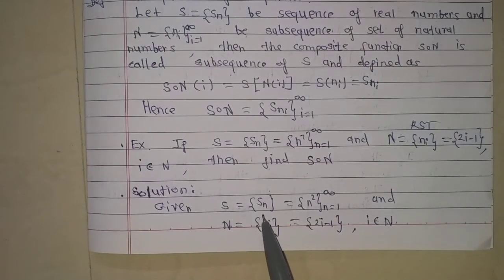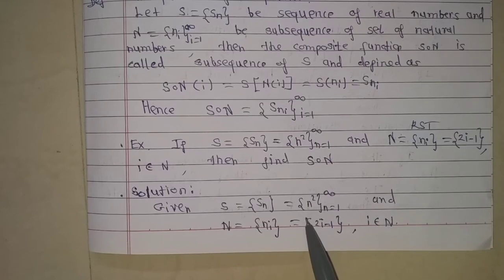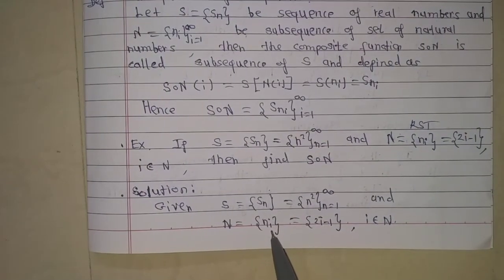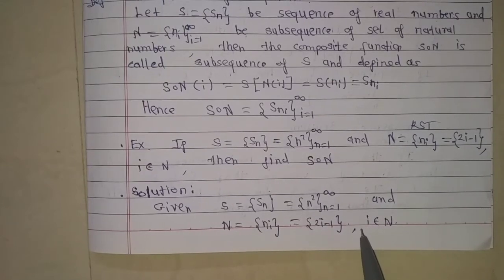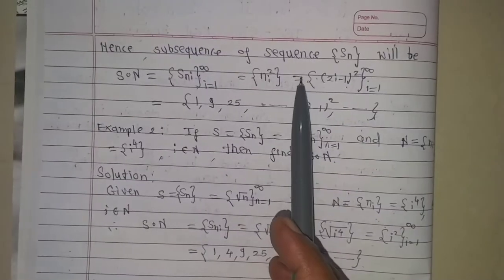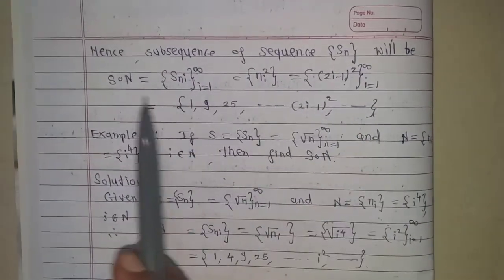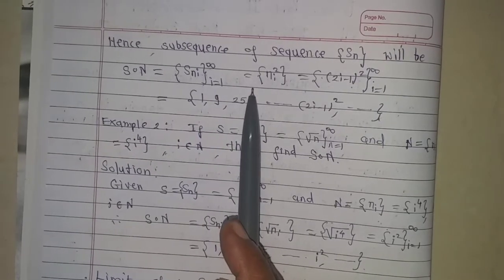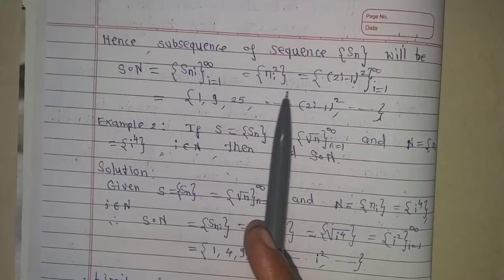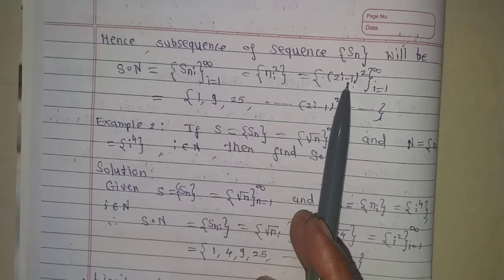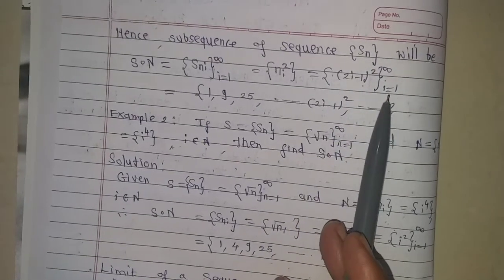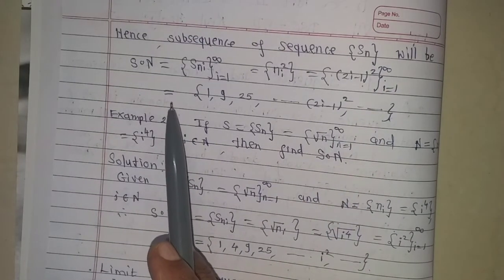We have given that S equal to sequence Sn equal to sequence n square going from 1 to infinity, and capital N equal to sequence ni equal to sequence 2i minus 1, i belongs to N. Hence, the subsequence of sequence Sn will be S composition N equal to sequence Sni, i going from 1 to infinity, equal to sequence ni square, equal to sequence in bracket 2i minus 1 bracket square.